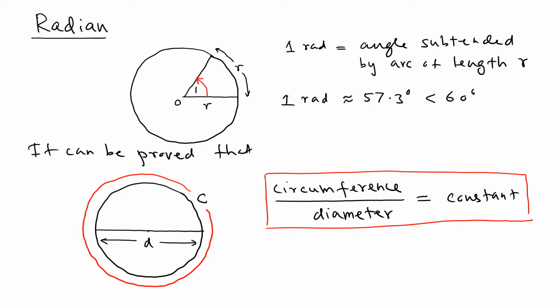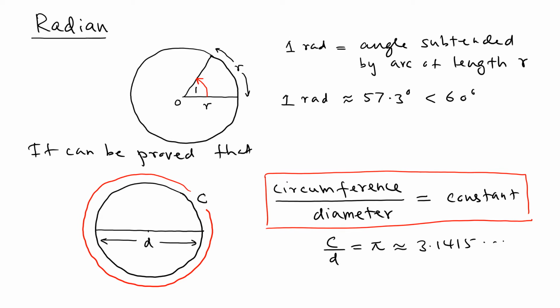So what is that constant? This constant is a very interesting number. That constant we call pi. We're going to give the letter pi to that constant. That's where pi is coming from. It is roughly 3.1415, and that's an irrational number.